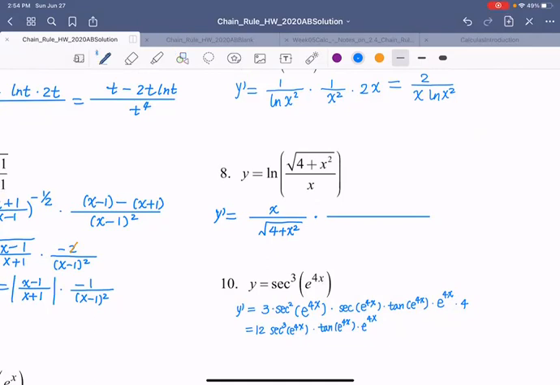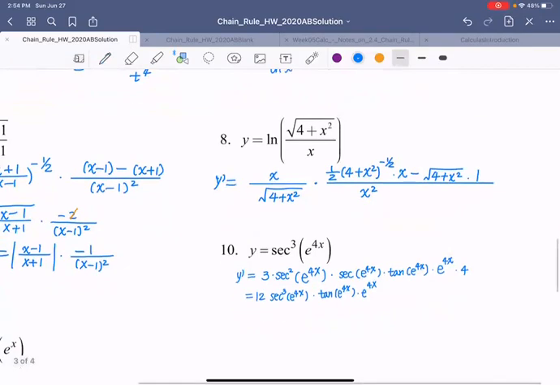So then the bottom is x squared. And then it's 1/2 times 4 plus x squared to the power of -1/2 times x minus root 4 plus x squared times 1. Okay, like that. Now we can do some simplifications.